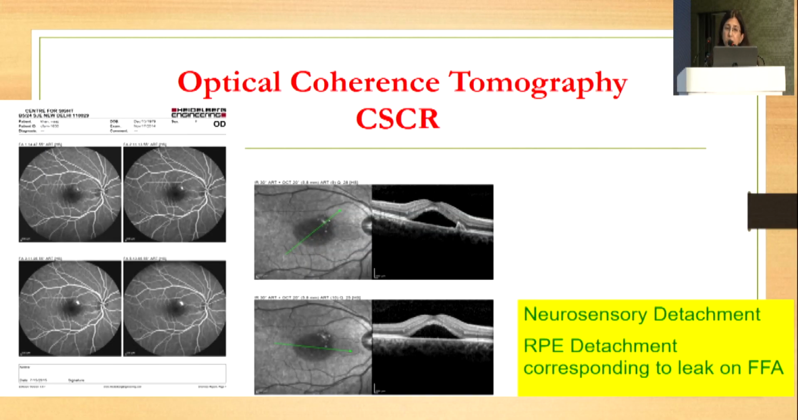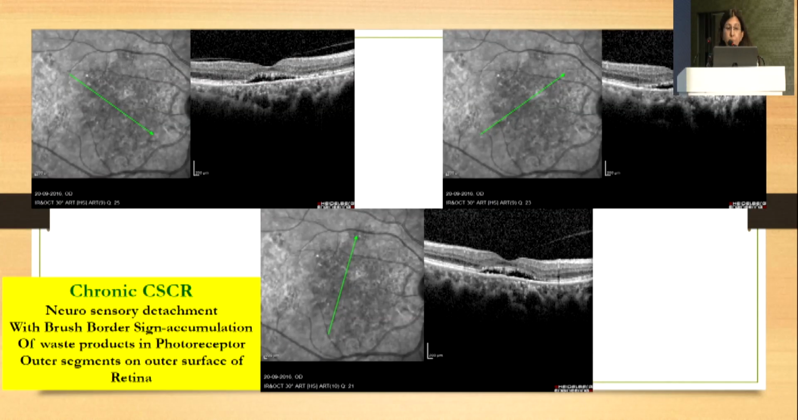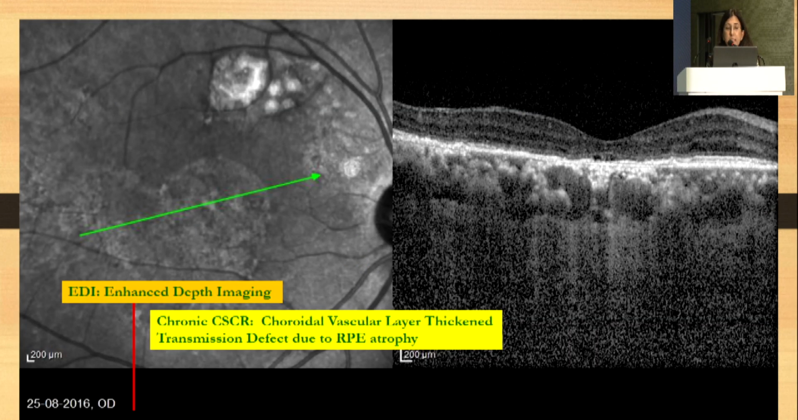Now coming to another common entity, CSR. Here you will have subretinal fluid, but at times you may see a small PED, which is the site of the leak in the FA. In chronic CSR, you will have SRF, but you will also see this irregularity here. This is called the brush border sign. This is due to accumulation of waste products in the outer photoreceptor layer and the outer retinal layers. In chronic CSR, you may also see increased thickness of the choroidal layer. This is seen on a modality, the EDI, enhanced depth imaging.